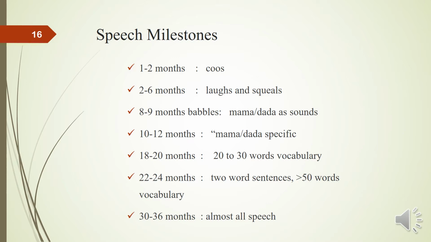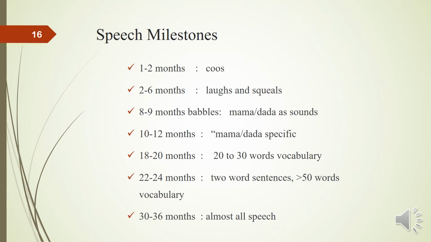So a child who is 1 to 2 months can only say coos, and at 2 to 6 months he can laugh and squeal. And as you see, the child gets older and older, right? By the age of 30 to 36 months, that is 3 years of age, he will have almost all speech, and that is the age where the child will begin to communicate.